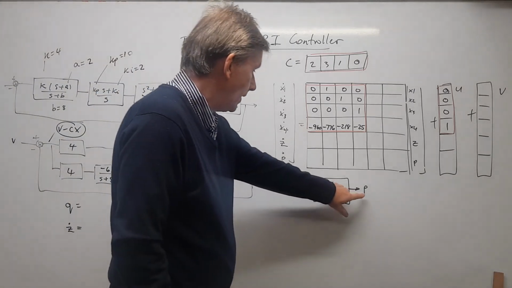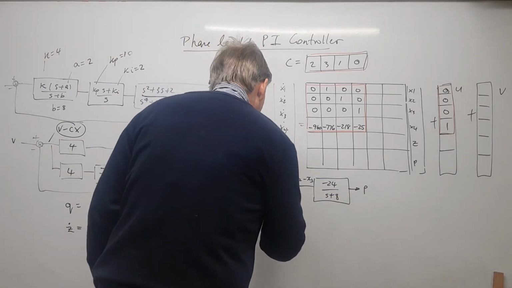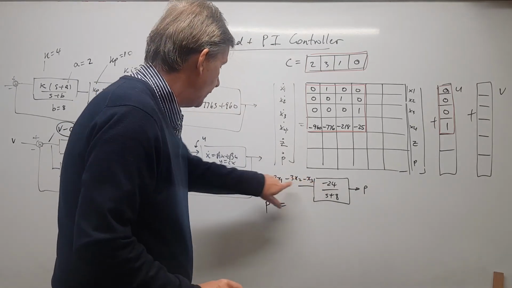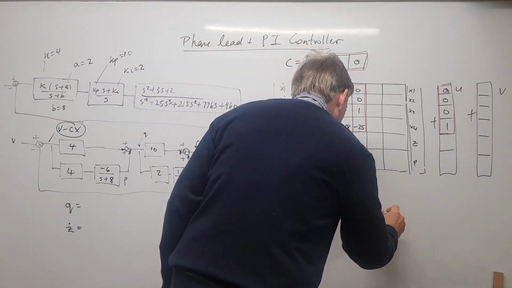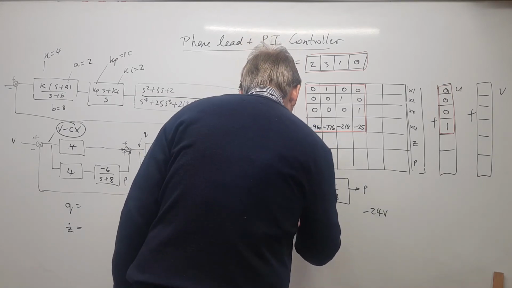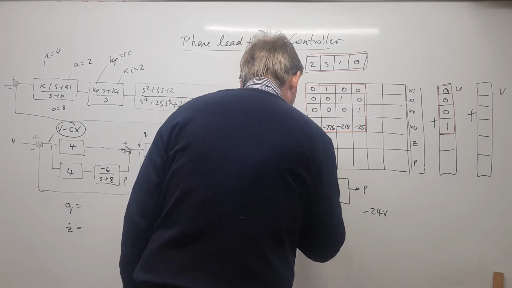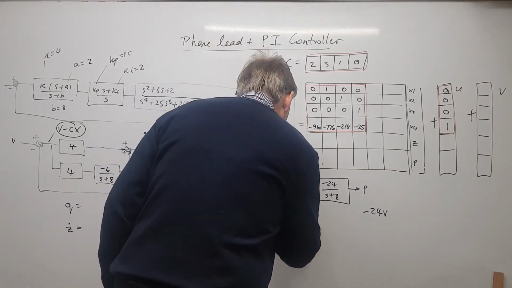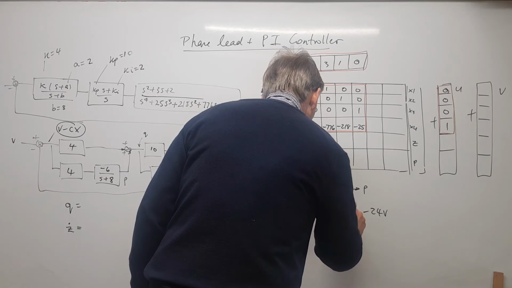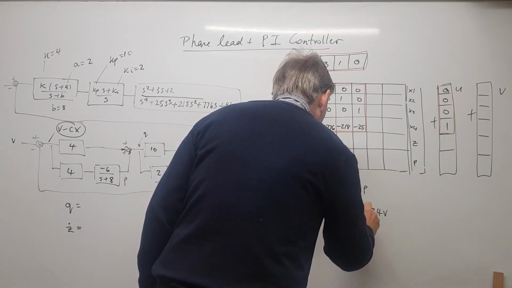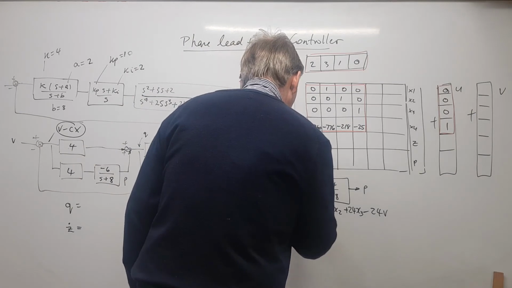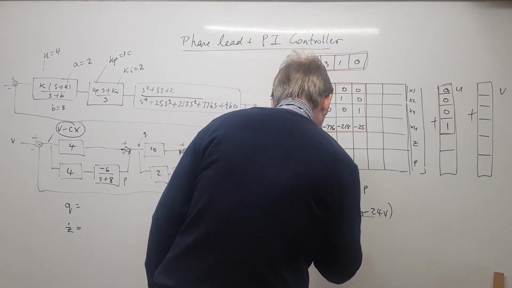So I can then say that this is this times this. So I get that P is equal to, so I'm going to get minus 24V, and then I'm going to get a minus times minus a plus, 2 times 24 will be 48, 48x1 plus 72x2 and 24x3 minus 24V, so that's going in that way, and that's going to be all multiplied over the S plus 8.